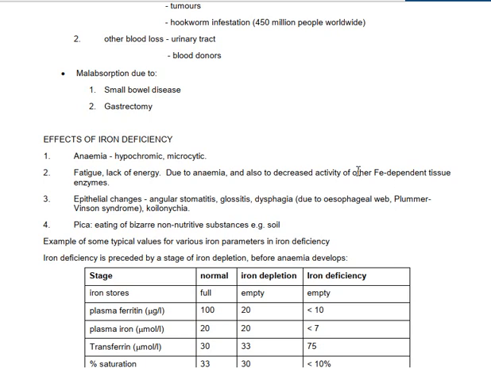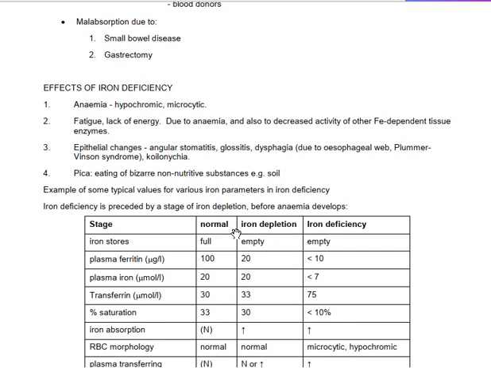syndrome. Plummer-Vinson syndrome is a syndrome associating ulcers at the level of the lips, ulcers at the level of the mouth, and also angular stomatitis. Now, another feature is pica, the eating of bizarre non-nutritive substances. Is it clear? So a symptom of iron deficiency is that the patient likes to eat bizarre substances which are non-nutritive.